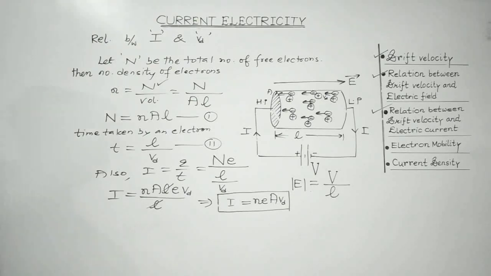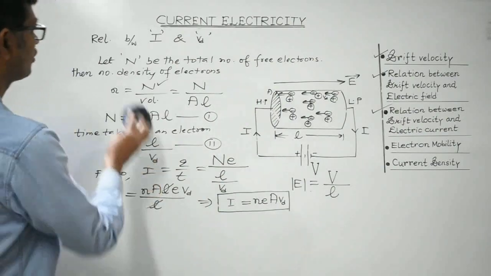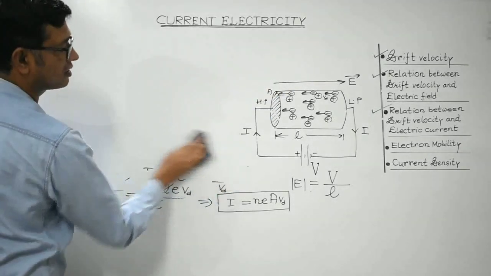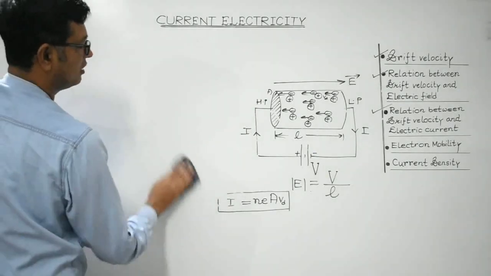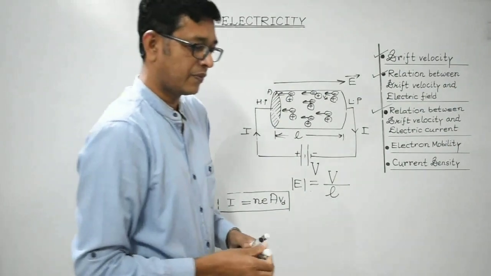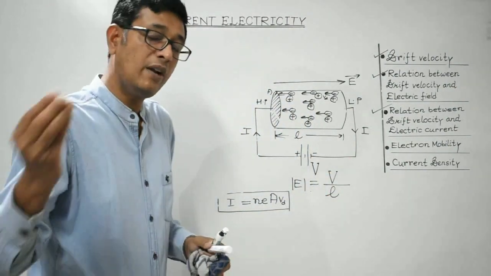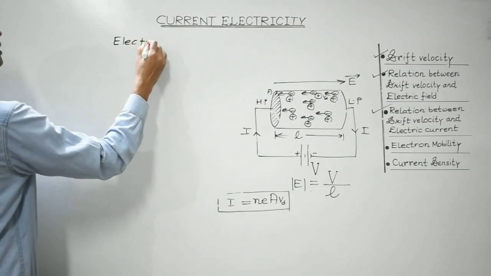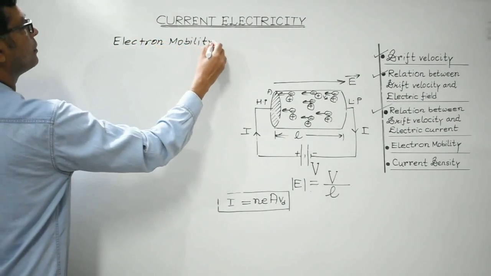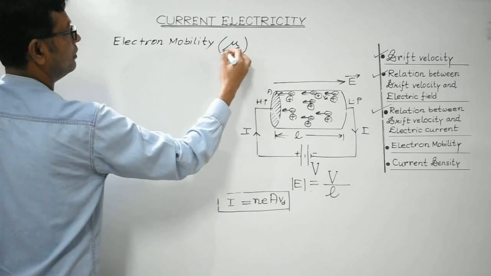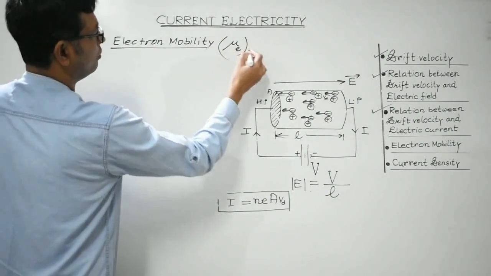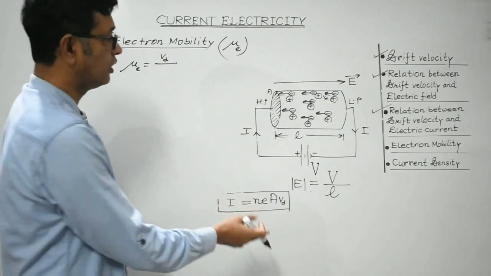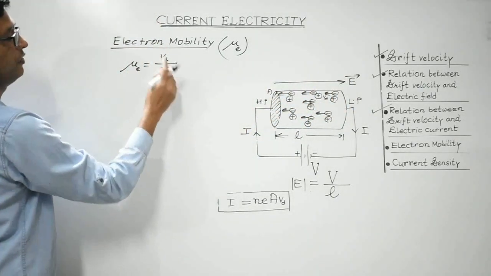Now, the fourth one, let's discuss electron mobility, a term representing the agility of the charge carriers. Electron mobility is the drift velocity acquired by the electrons per unit strength of the electric field. We will represent it by mu, where mu stands for mobility, so mu_e for electron mobility. So what I have stated is, it is defined as the drift velocity acquired by the electrons per unit strength of the electric field.